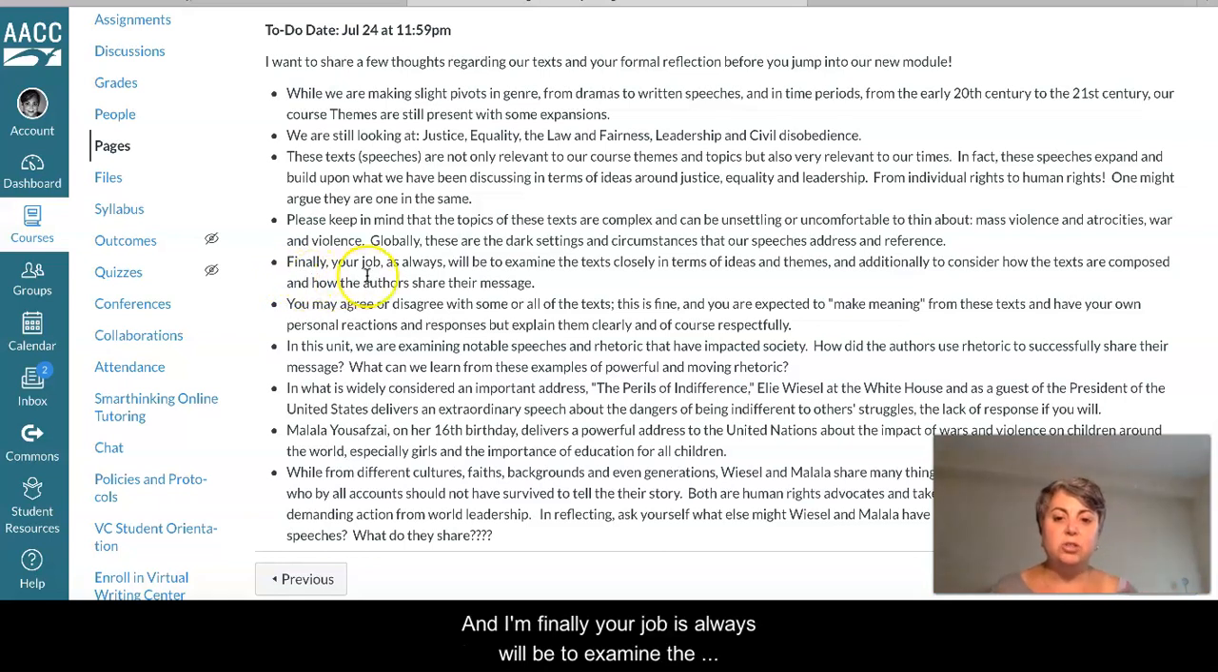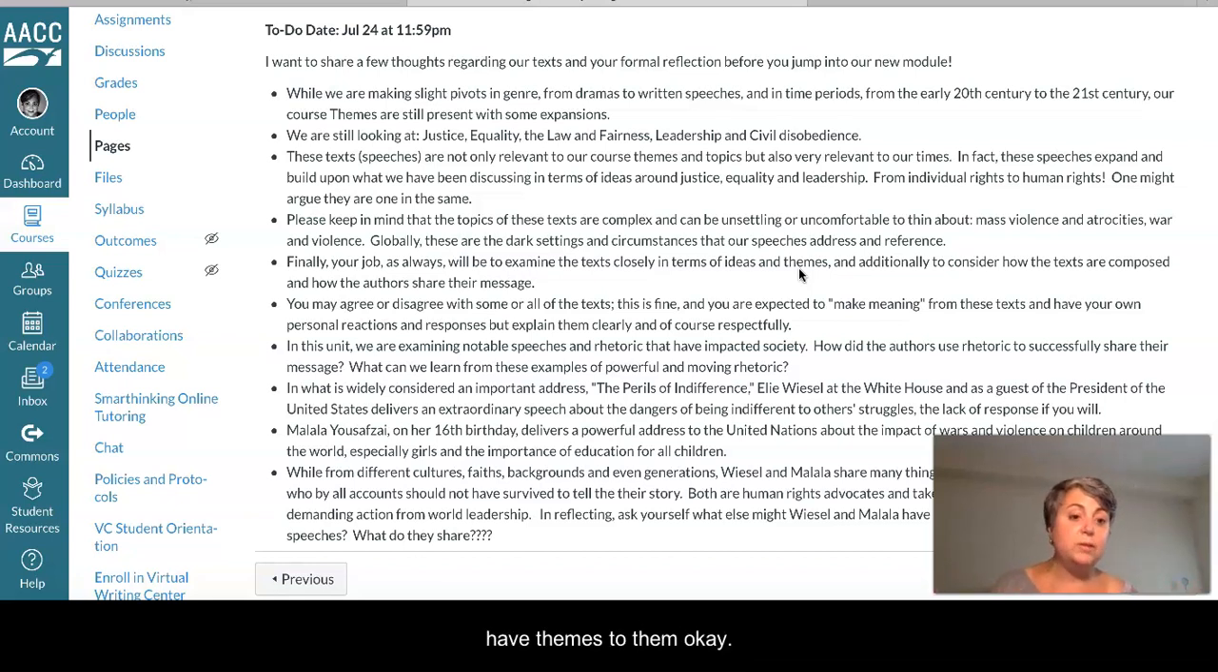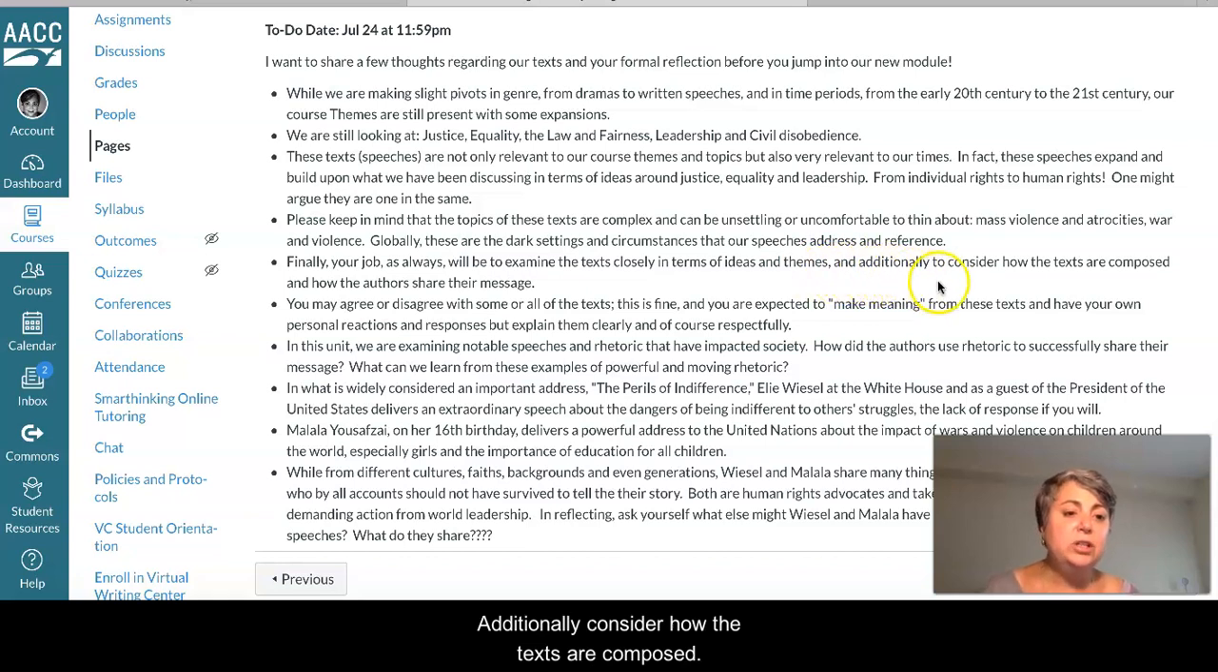And then finally, your job, as always, will be to examine the text closely in terms of their ideas and themes. We've been talking about the big ideas and the themes since the beginning of the semester. So while it's a different genre, and it's more current, more contemporary, and it's not fiction, it's nonfiction. Hey, we're still dealing in very similar big ideas and themes. These speeches do have themes to them, okay? Additionally, consider how the texts are composed and consider how the authors share their message.